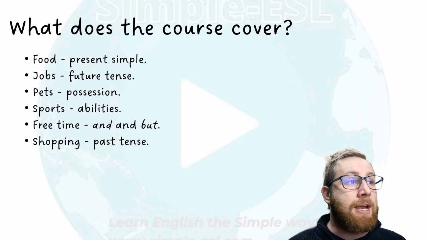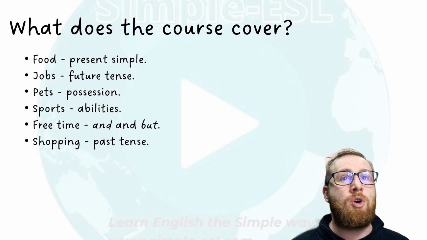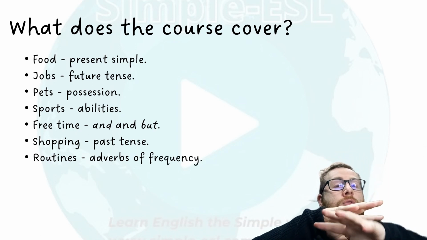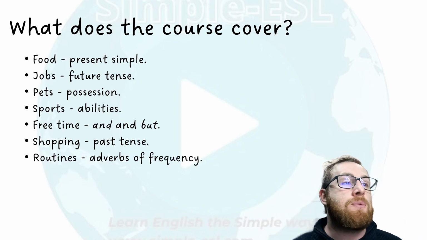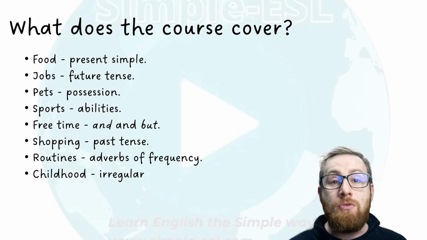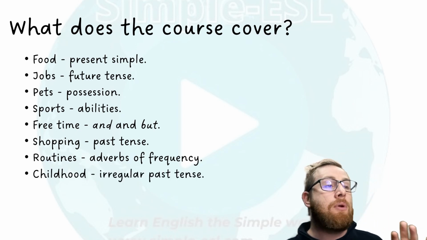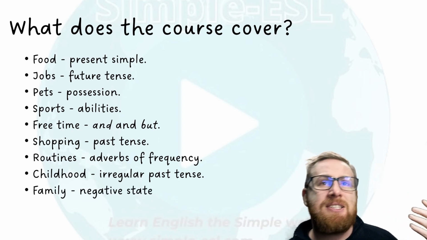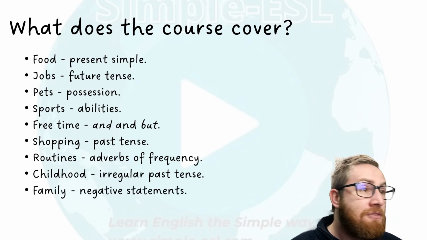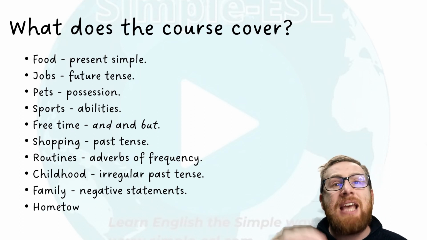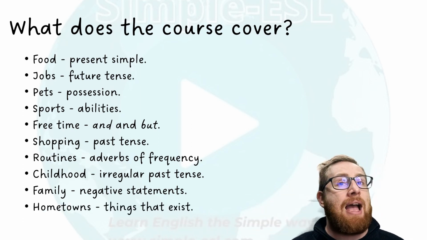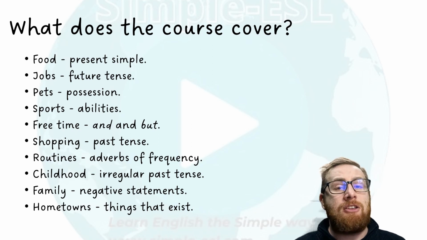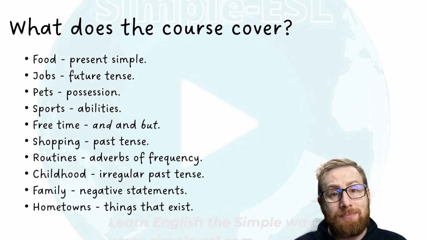We will look at shopping and we'll use the past tense to talk about previous shopping experiences. We'll talk about routines and adverbs of frequency. How often do you do things? We will look at childhood memories and the irregular past tense. We'll look at families and we'll talk about things that they don't like. And hometowns, things that exist in your hometowns and that you used to do when you were young.